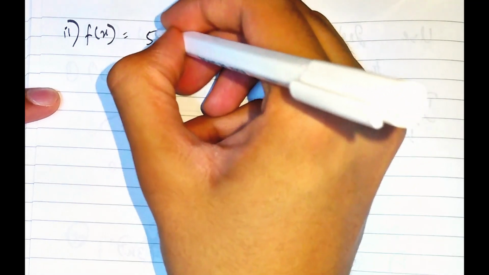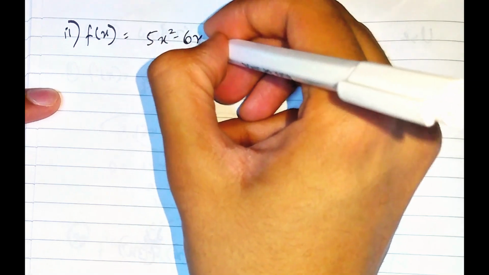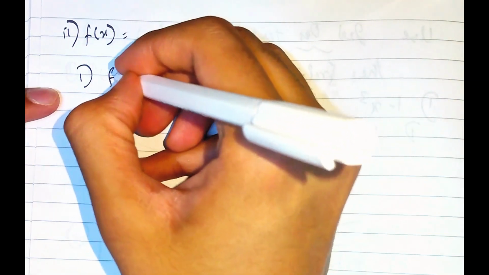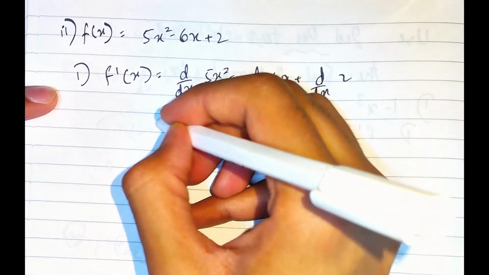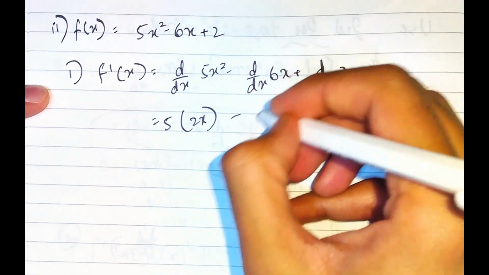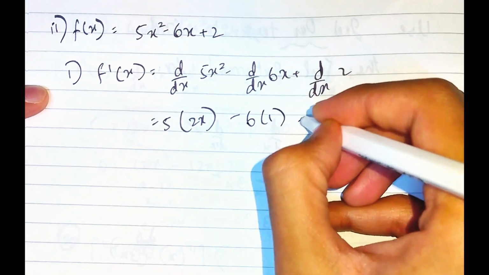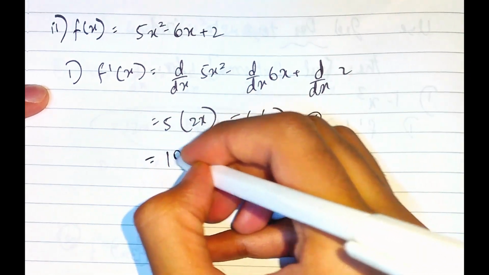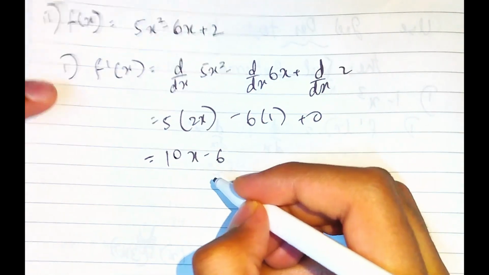Now the second function which we have is 5x squared minus 6x plus 2. So for the first step, let's take the first derivative. The derivative of 5x squared will be 5 separated, times 2x, since the derivative of x squared is 2x, minus 6 separated, the derivative of x is 1, plus 0. So 5 times 2 is 10x minus 6. So this is the first derivative.